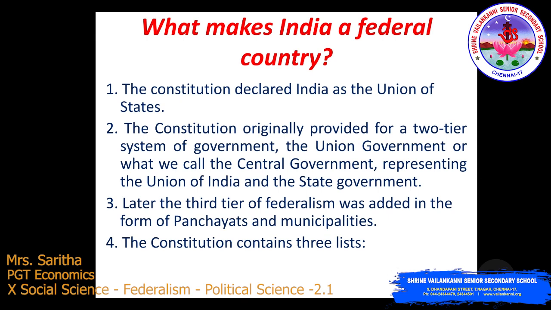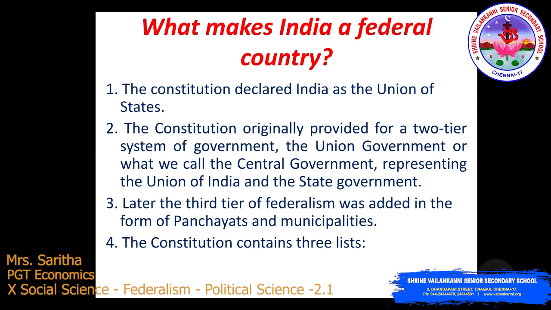So, in the second point, the constitution originally provided two tiers of government. What are those two tiers? We'll be calling them the union government or central government, and the second one, state governments. Later, the third tier of federalism was added in the form of panchayats and municipalities.